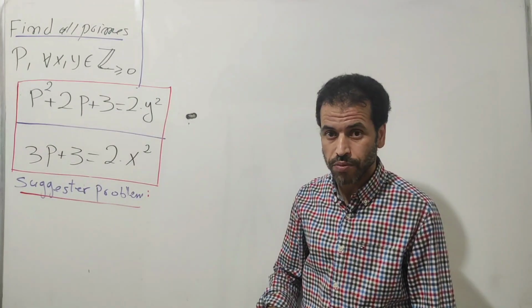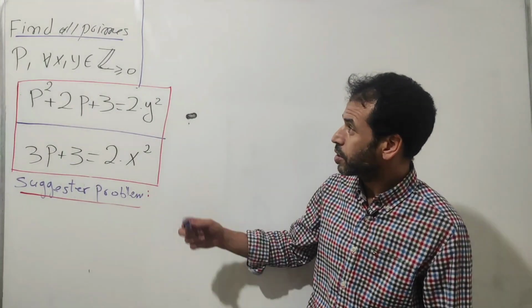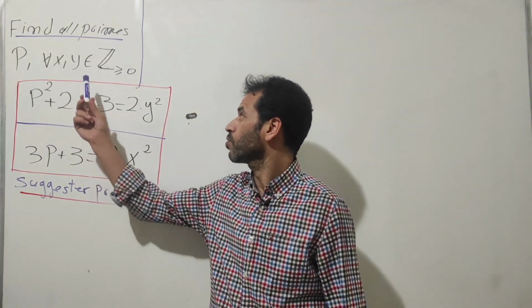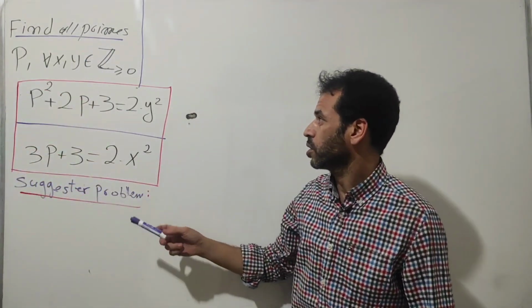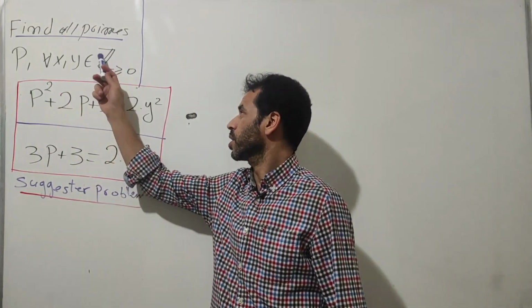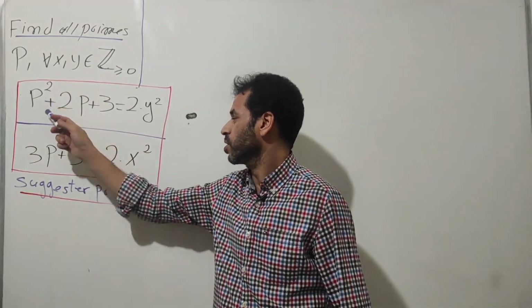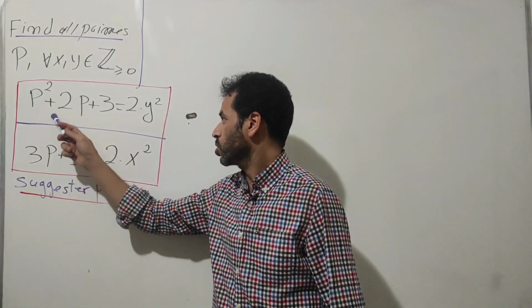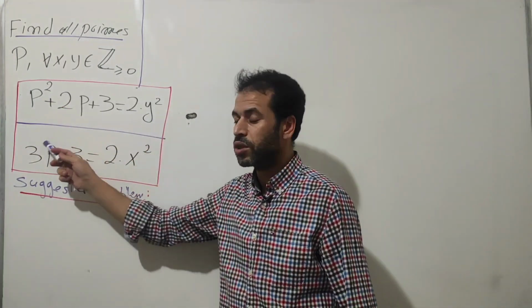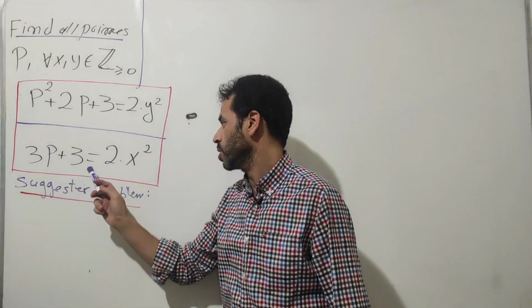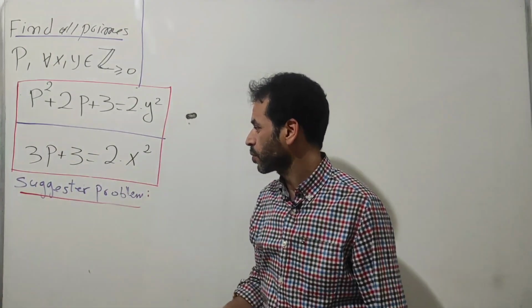In today's video, here is a nice problem that was suggested by a viewer. Here is the following information. Our goal is to find all primes p which satisfy the following two equations, for x and y non-negative integers. The first equation: p squared plus 2p plus 3 equals 2 times y squared. The second equation: 3p plus 3 equals twice x squared.